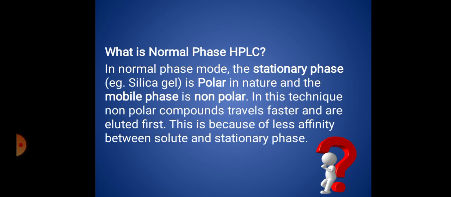Now, what is normal phase HPLC? In normal phase HPLC, the stationary phase like silica gel is polar in nature and mobile phase is non-polar in nature, and in this technique non-polar compounds travel faster and elute first. This is because of less affinity between the solute and stationary phase. Okay, and this phase is called as a normal phase HPLC.